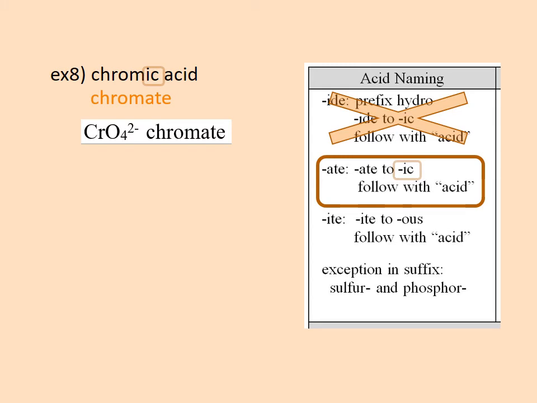Since I have a 2- charge, to balance it out, I will need 2 H's on the front of the formula. So chromic acid is H2CrO4.